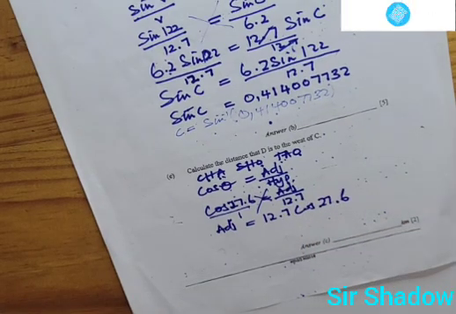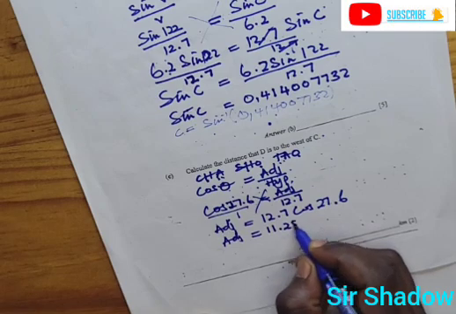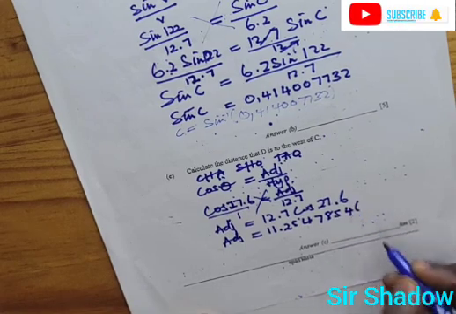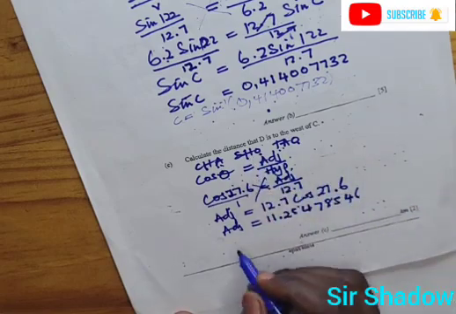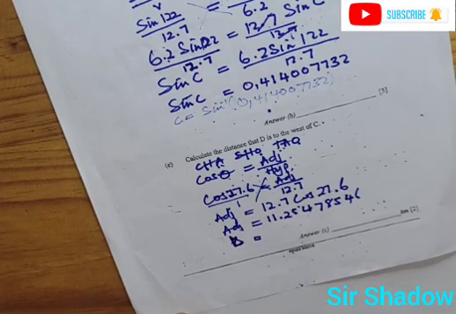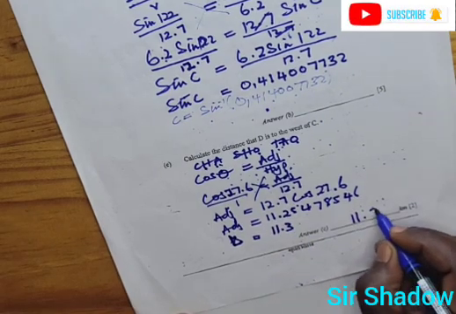Let's use our calculator. 12.7 cos 27.6 is equal to 11.25478546. So therefore the distance D, that D is west of C, rounded to one decimal place, is 11.3.